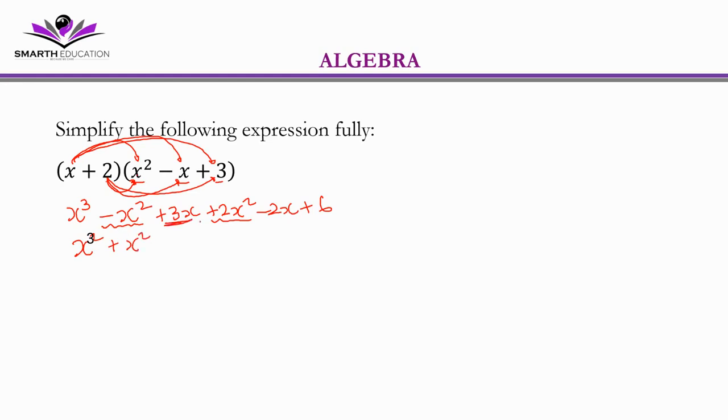And then 3x minus 2x. What is 3x minus 2x? That is plus 1x. So it's plus x. And then the constant, 6 plus 6. So we have simplified the expression.